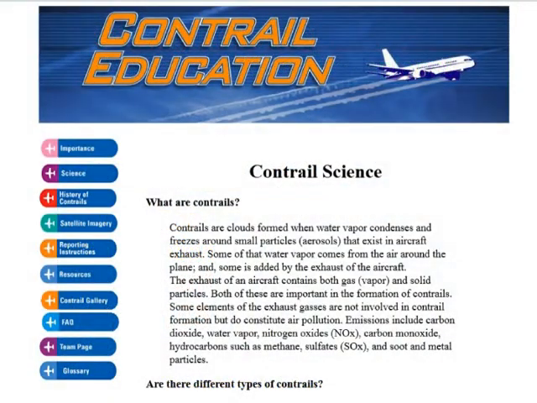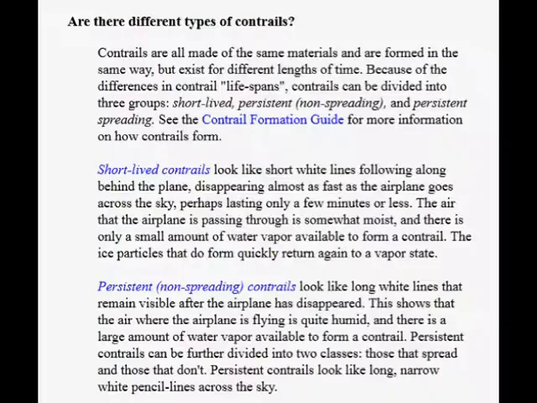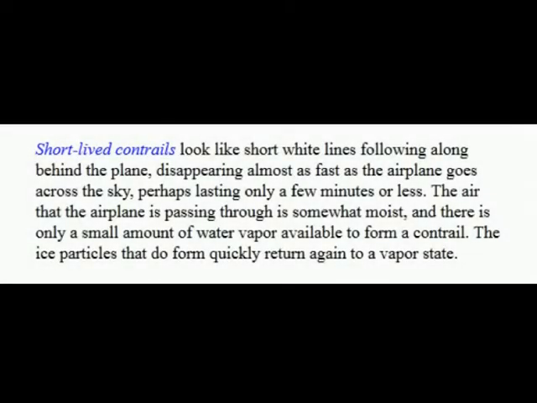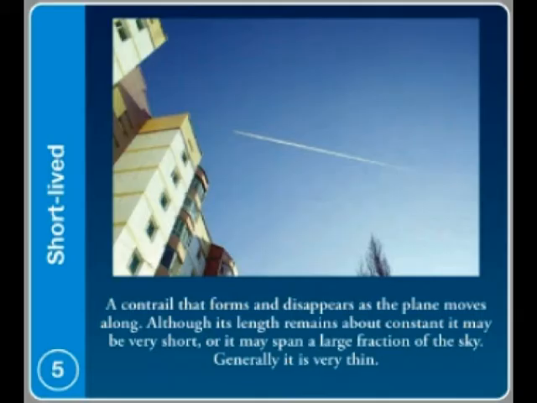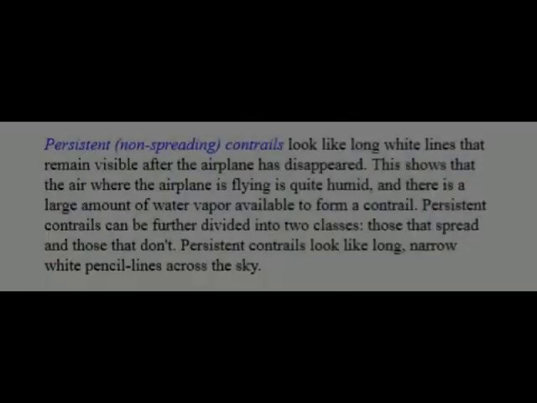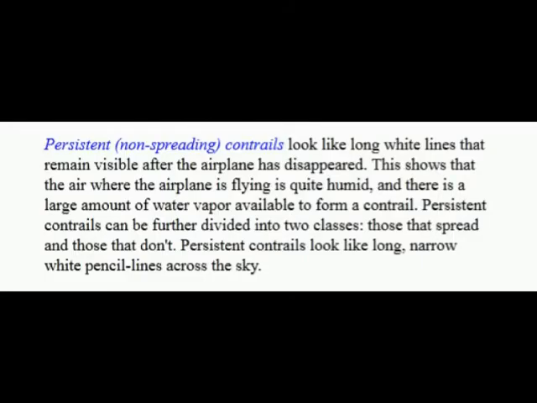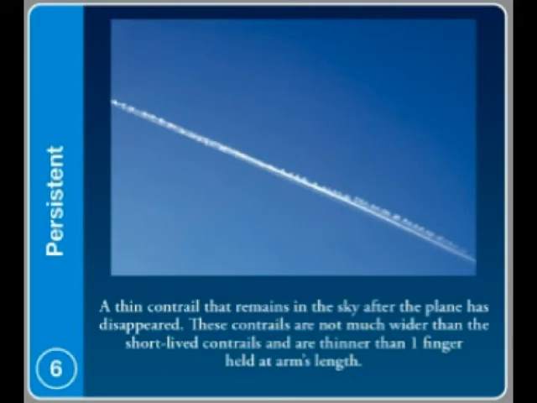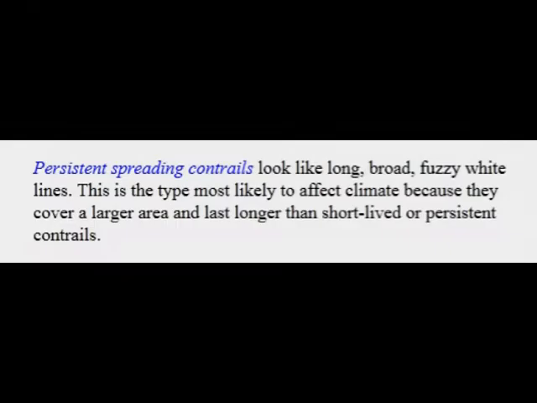Let's take a look at NASA's website to learn how to differentiate between three types of contrails. Number one, the short-lived, non-persistent contrail. Number two, the persistent contrail, non-spreading. And number three, the persistent contrail, spreading.